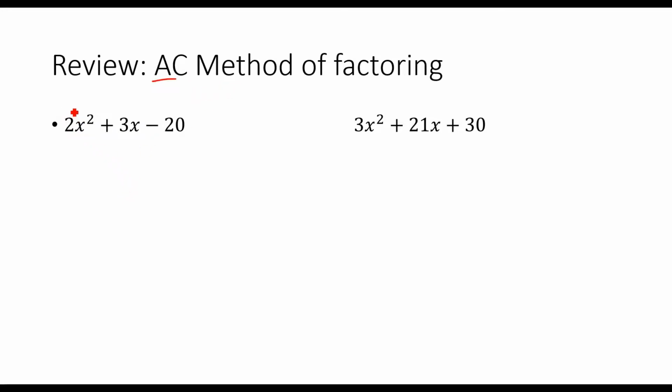What you want to do is take your number in the front, take your number in the back, and multiply them together. 2 times negative 20. Well, that's negative 40.